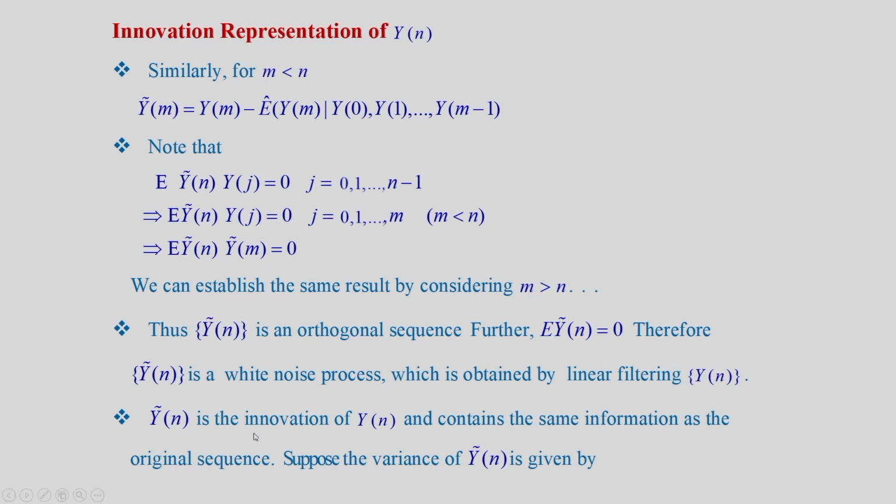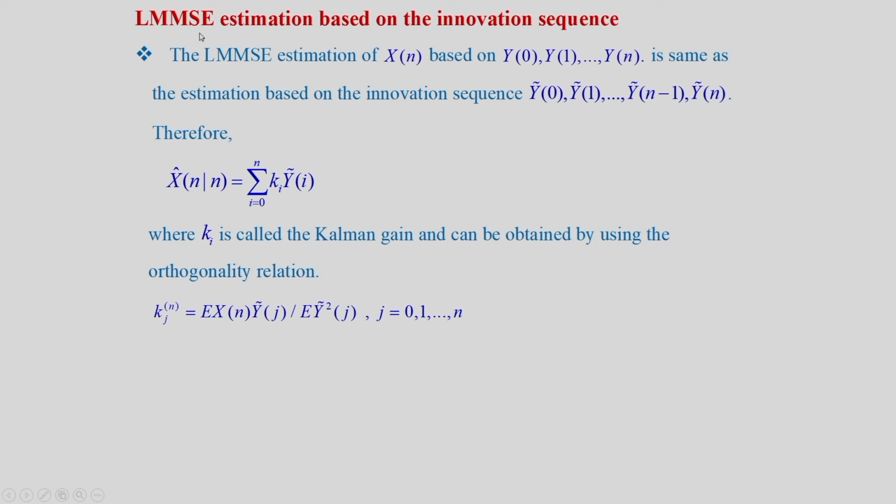Y tilde n is the innovation of yn, because after linear operation we are getting this y tilde n, which contains the same information as the original sequence. So, this innovation sequence is obtained by passing yn through a linear filter. Now, let us see the LMMSE estimation based on the innovation sequence.